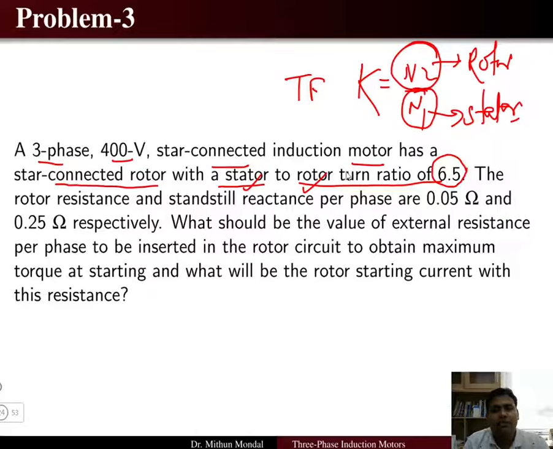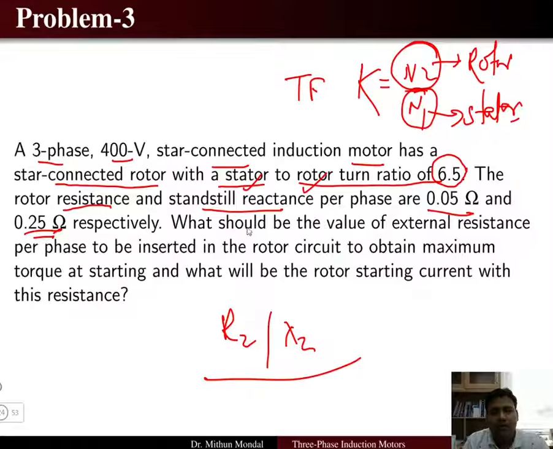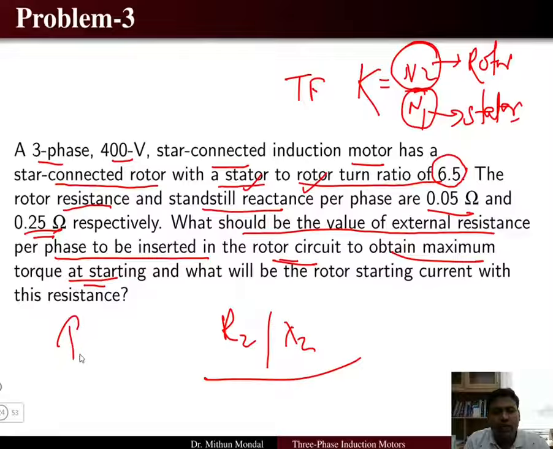So the information of the stator to rotor turns is given as 6.5, which can be used to find the transformation ratio. The rotor resistance and standstill reactance, the values of R2 and X2, are given per phase as 0.05 ohm and 0.25 ohm respectively. What would be the value of the external resistance per phase to be inserted in the rotor circuit to obtain the maximum torque at the starting? So you need to find the maximum torque at the very start.